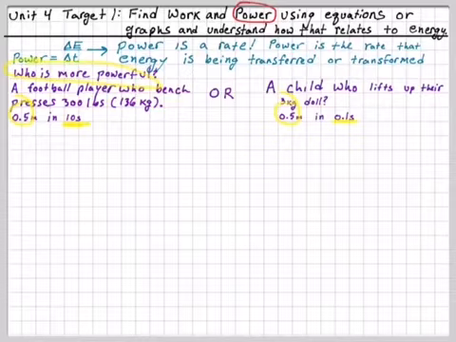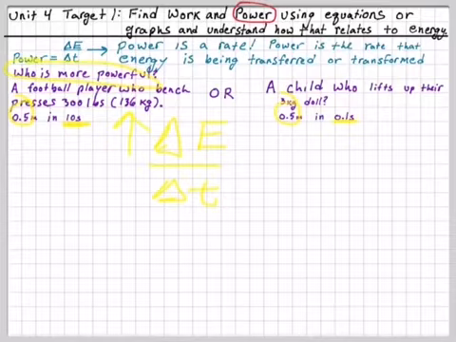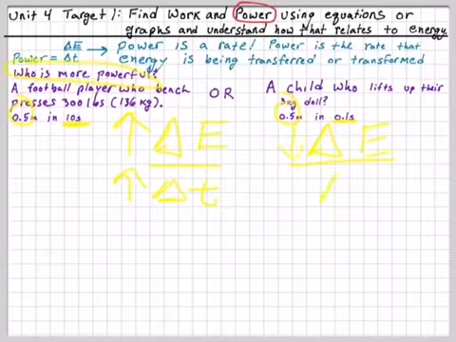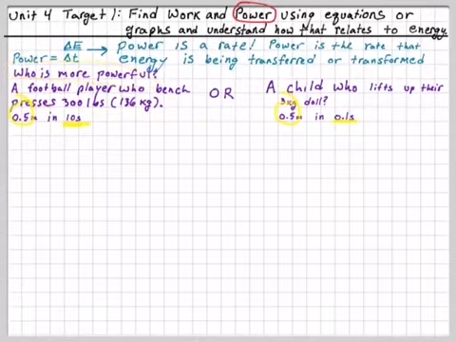Because while the football player is clearly transferring or transforming more energy, delta E over delta T, he's doing it over a greater time. On the other hand, the child is transferring or transforming less energy, but she is doing it over a smaller time. So it's going to be interesting to see what the results are. Let's actually calculate this out and see what the answer is.